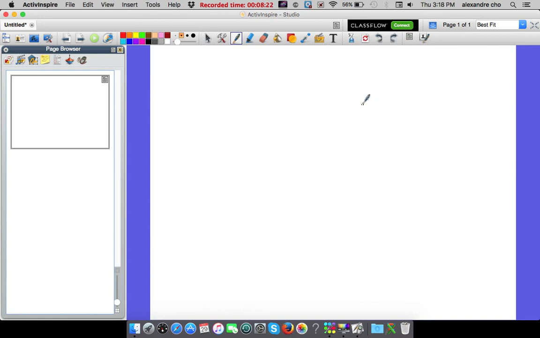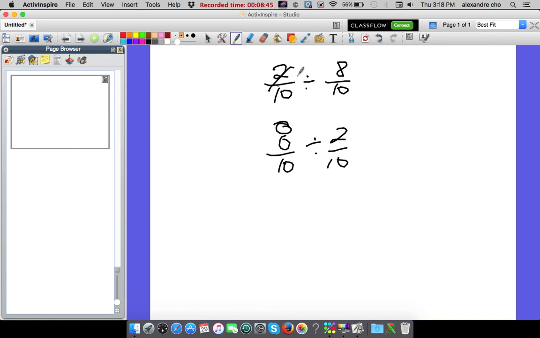Clear annotations. How many 2/10 are in 8/10? Show your work using your model, please. Be aware that how many 2/10 are in 8/10 is not written like this. That says how many 8/10 are in 2/10, so it's definitely backwards. So you're going to write 8/10 divided by 2/10. Definitely this is not the right answer.